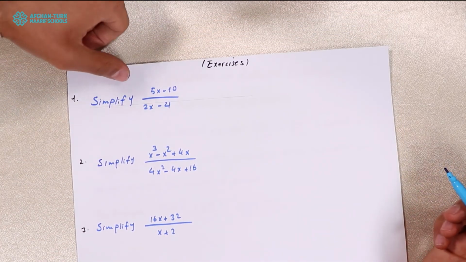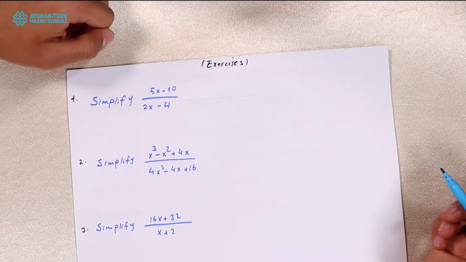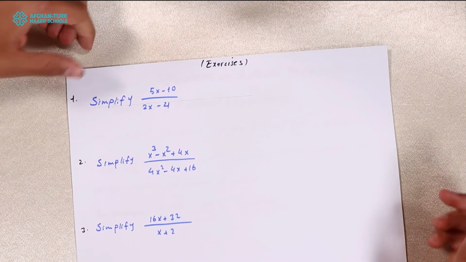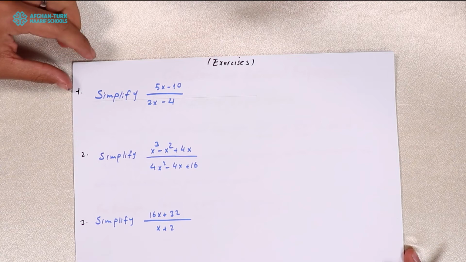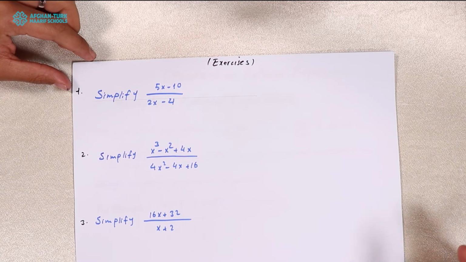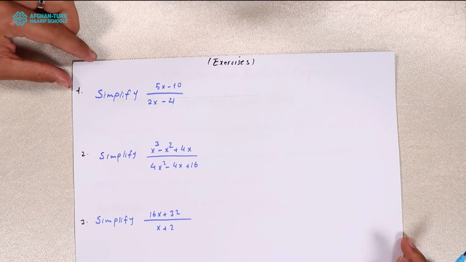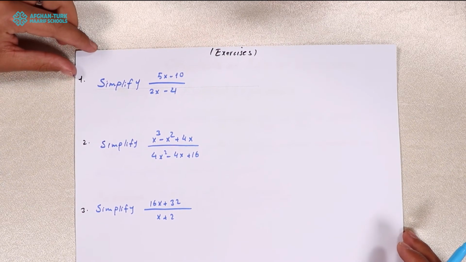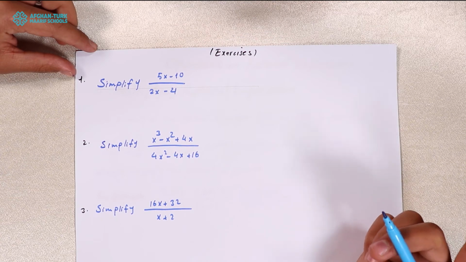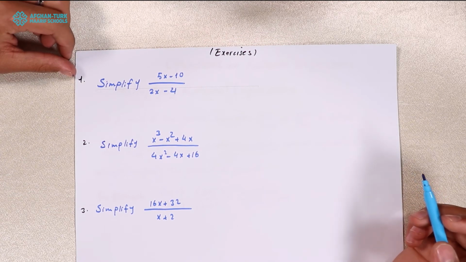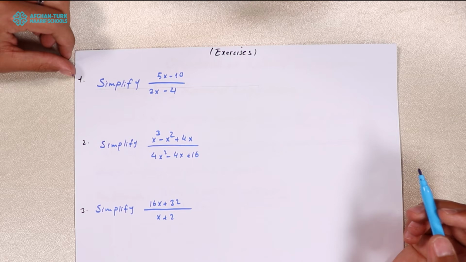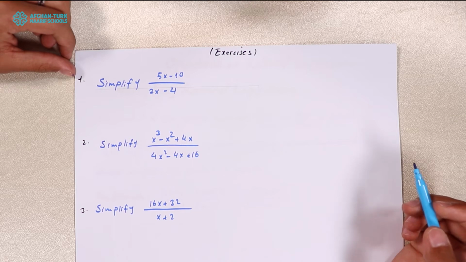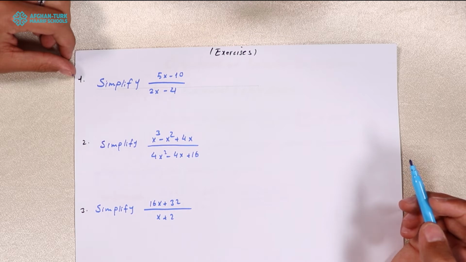Exercises. First, simplify (5x minus 10) over (2x minus 4). Did you understand? In order to solve this kind of question, we had a strategy. First of all, we have to find the common factors. After finding the common factors, what should we do? We should simplify if possible.